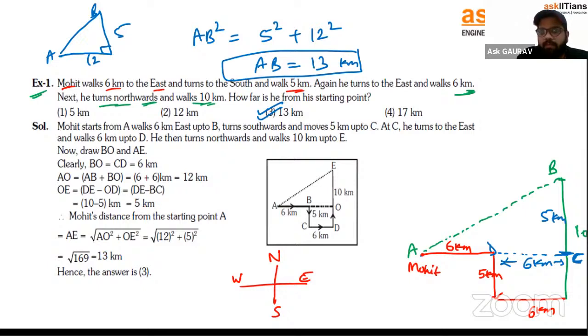The distance of AB will get through the Pythagoras theorem, right? And tell me, is that clear? We'll use Pythagoras theorem and the final distance will be 13 kilometers. I hope this is clear, right? Guys, whenever you are having any doubt, any concept is not clear, just write in the chat, right?